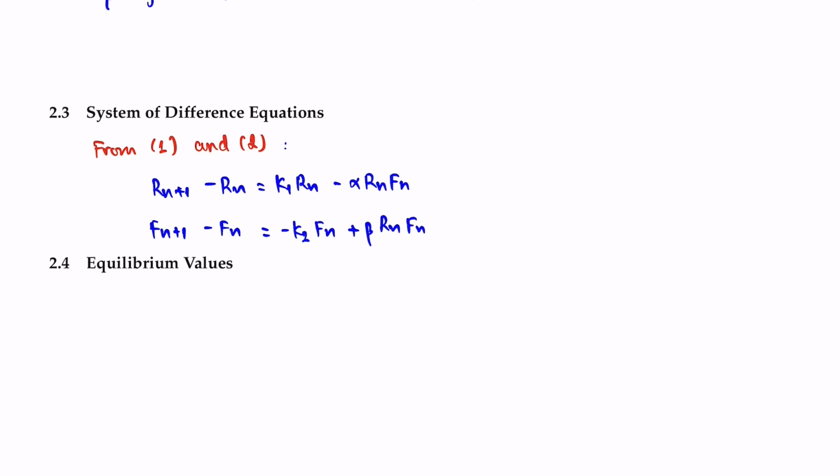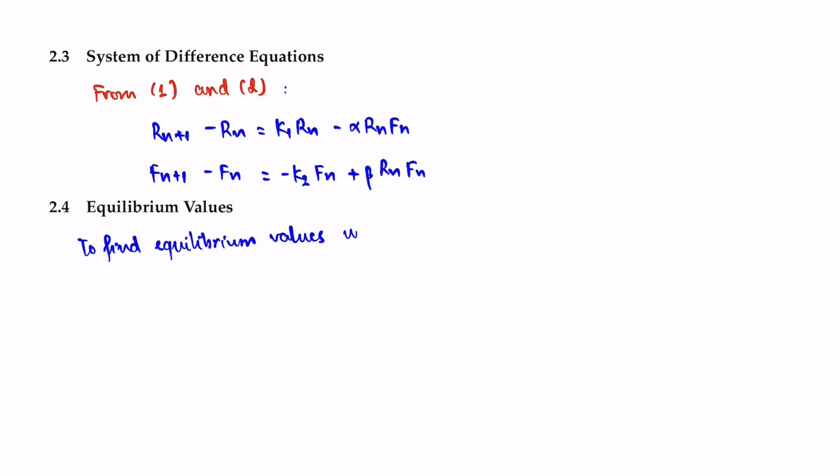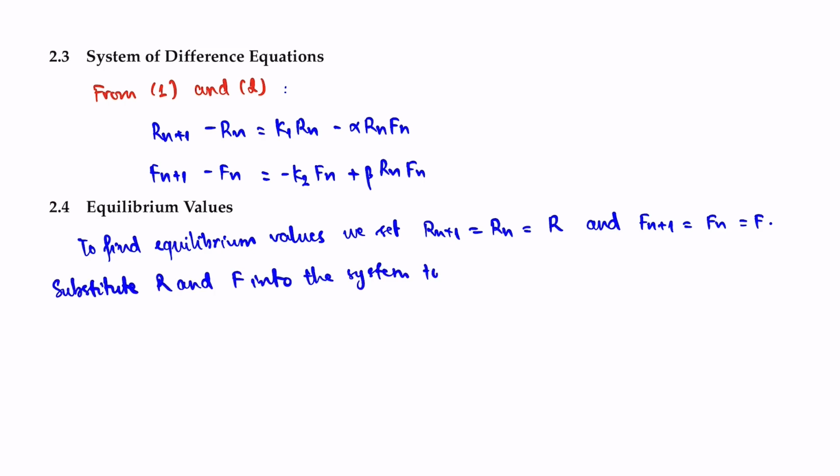So to find equilibrium values, we're going to set R sub n plus 1 equal to R sub n. Again, we assume there are no more changes in the populations, and set that equal to the population R, and R is what we're looking for. Similarly, when there are no more changes in the foxes' populations, we set F sub n plus 1 equal to F sub n equal to a capital F value, which we're going to find from this analysis. So we set R sub n plus 1 equal to R sub n equal to R, and F sub n plus 1 equal to F sub n equal to F, and we substitute R and F into the system to get the following values.